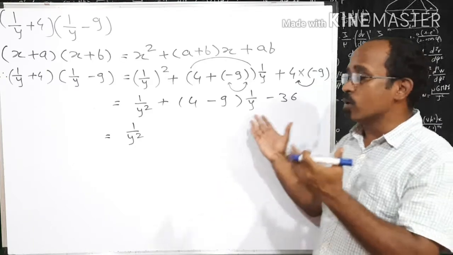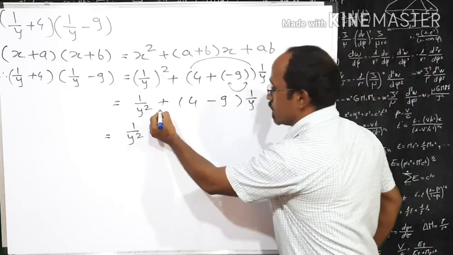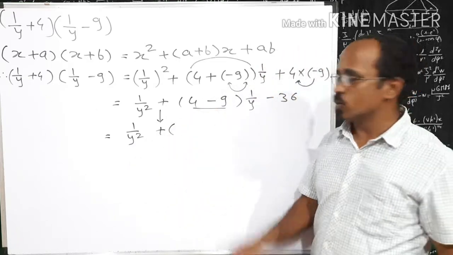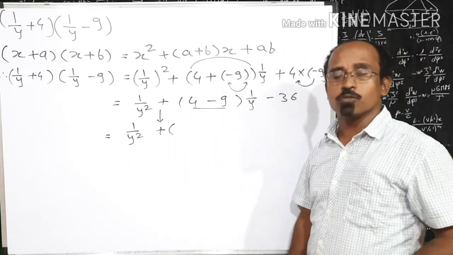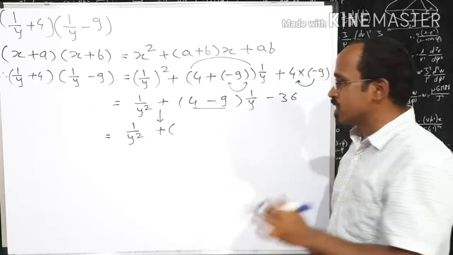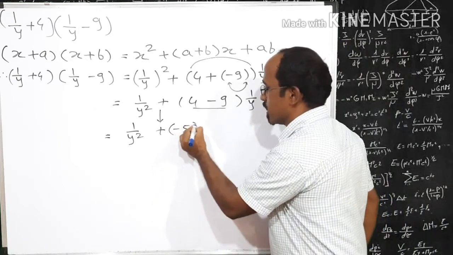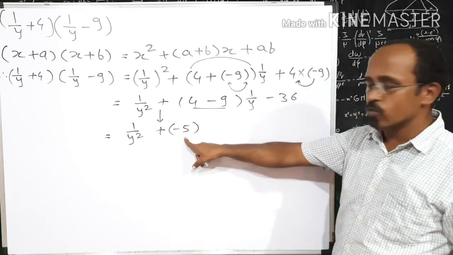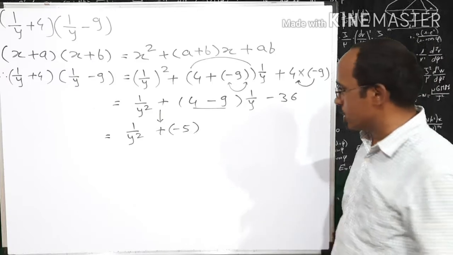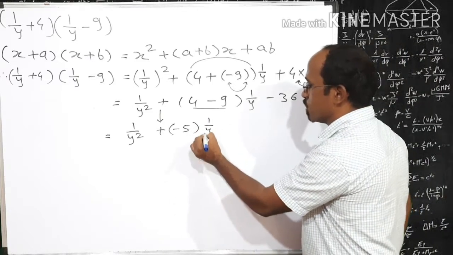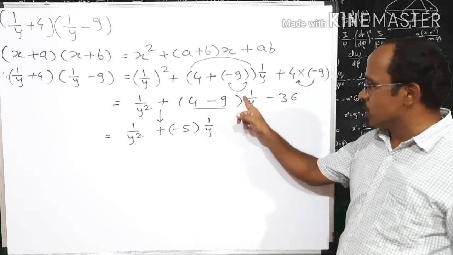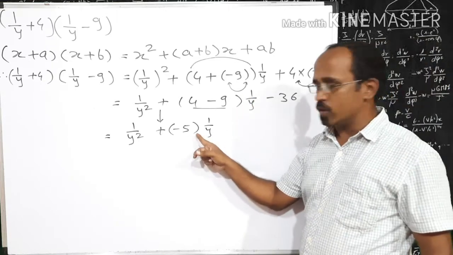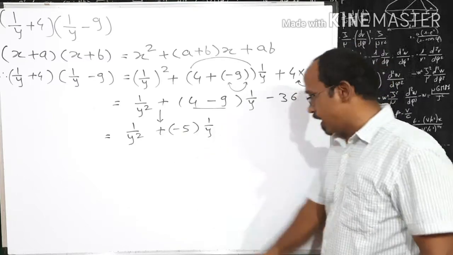Okay. And what will be the symbol? This plus will be as it is. Subtraction of these two, 4 minus 9, answer is equal to minus 5. As it is a negative number, hence we have to write it in the bracket. Multiplied by 1 upon y. There is no symbol in between the bracket and 1 upon y, so we have to multiply it. So minus 5 multiplied by 1 upon y.